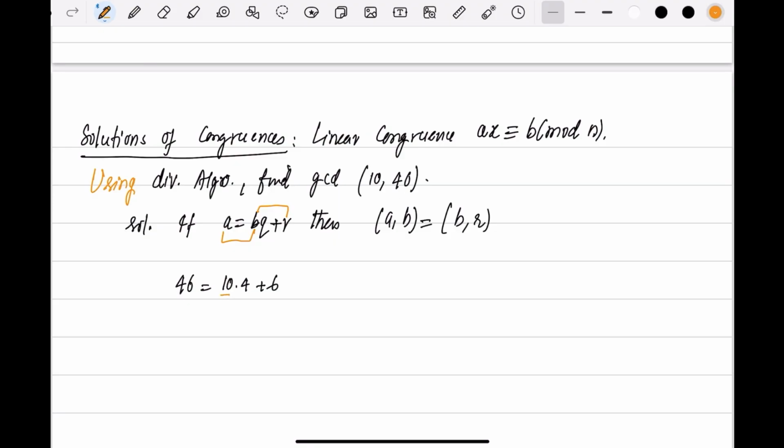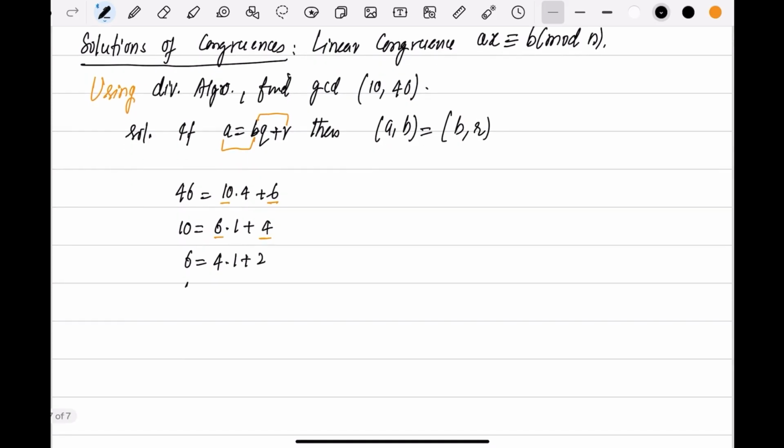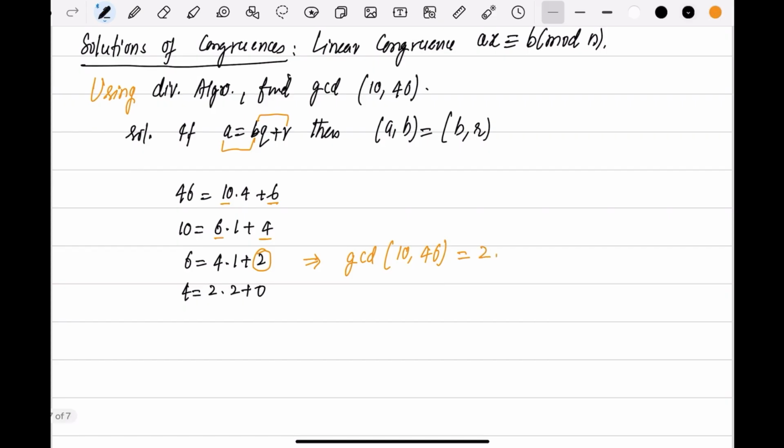So now we have 10 as our b and 6 as our remainder. Now we divide 10 by 6: 10 is equal to 6 into 1 plus 4. Now our divisor is 6 and remainder is 4. Now we divide 6 by 4: 6 is 4 into 1 plus 2. Finally we divide 4 by 2. We get 2 into 2 plus 0. Therefore this last non-zero remainder is defined as the GCD of the two numbers a and b. So the GCD of 10 and 46 is equal to 2.